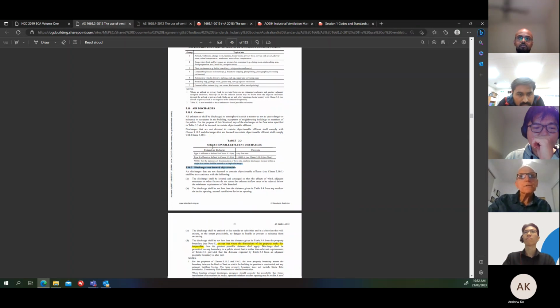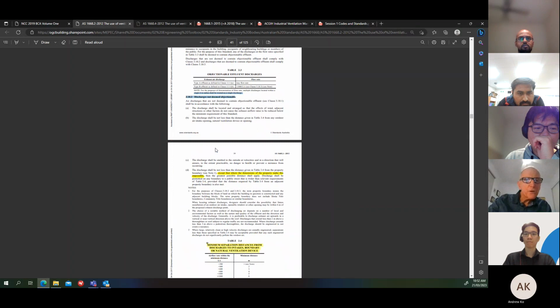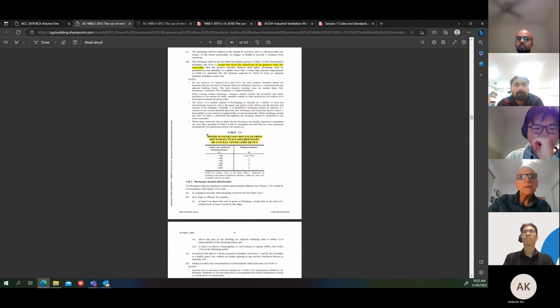Table 3.4, separation distances from discharge to intakes. Every job will have this. You might have outside air intakes and exhaust discharge points, and it gives you the distance of separation required. So if it's less than 200 litres a second, it's 1 metre, but just refer to the note. If it's greater than or equal to 1,000 litres a second, it's got to be 6 metres. So be aware of those. In a residential apartment, for instance, you can have your intakes and exhaust or your windows and your exhausts close to each other within reason. They don't have to be 6 metres apart.